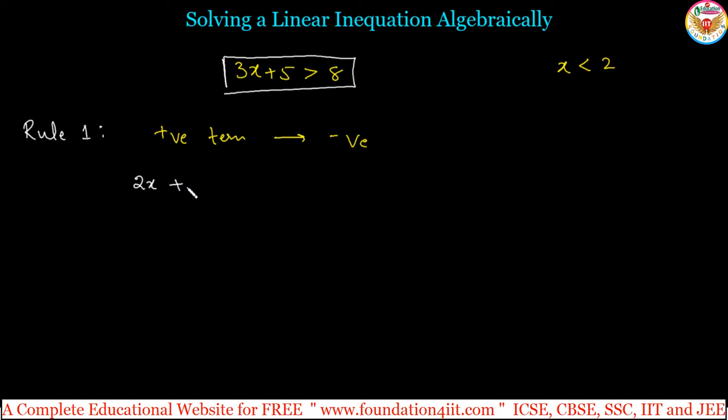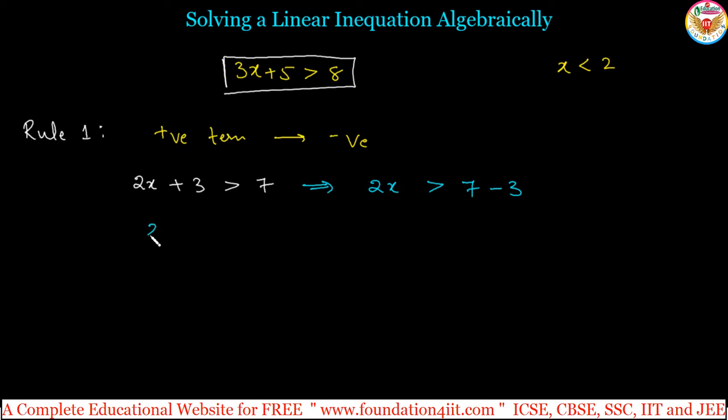2x plus 3 is greater than 7. So 3 is the positive term. On transferring a positive term from one side of the inequation to its other side, the sign of the term becomes negative. Plus 3, right? If you transpose it, it becomes minus 3. Now 2x has the same sign, and 7 minus 3. So a positive term becomes a negative term when transferred from one side to the other.